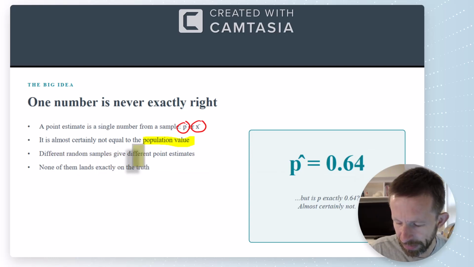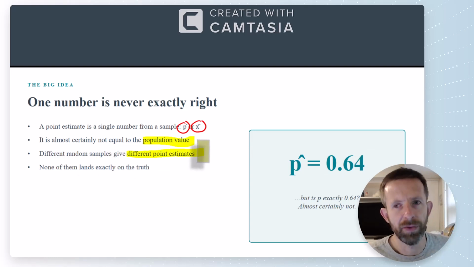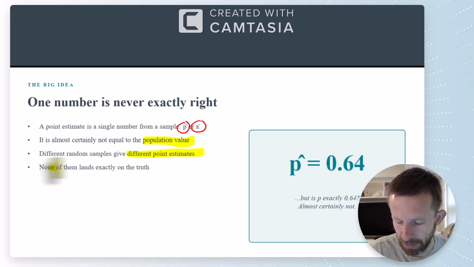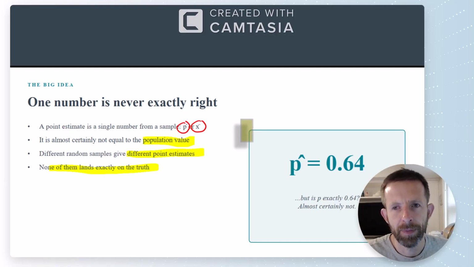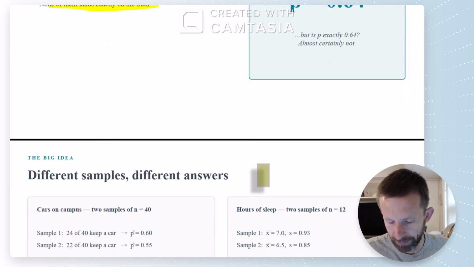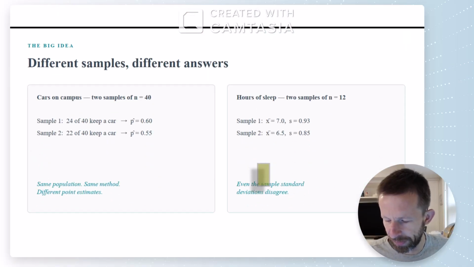So different random samples give different point estimates. That makes sense. If you took 100 different freshmen, you will almost certainly get a different average. And none of them lands exactly on the truth. So if I wanted to know the average of the whole population, that would be the parameter. So different samples have different answers.